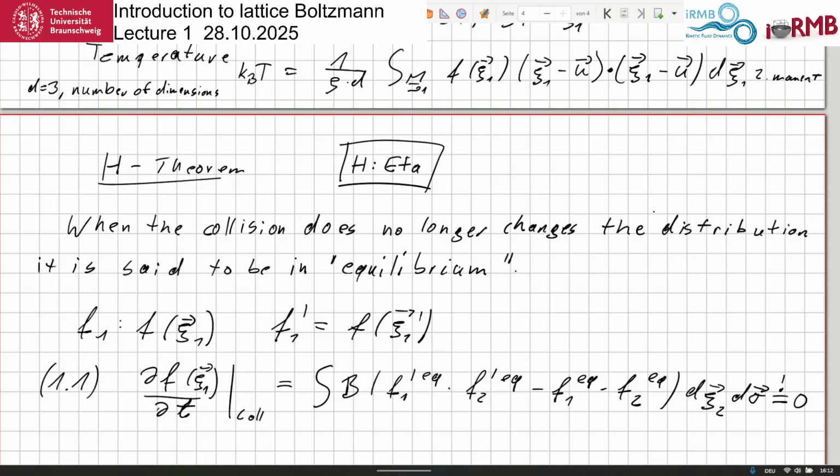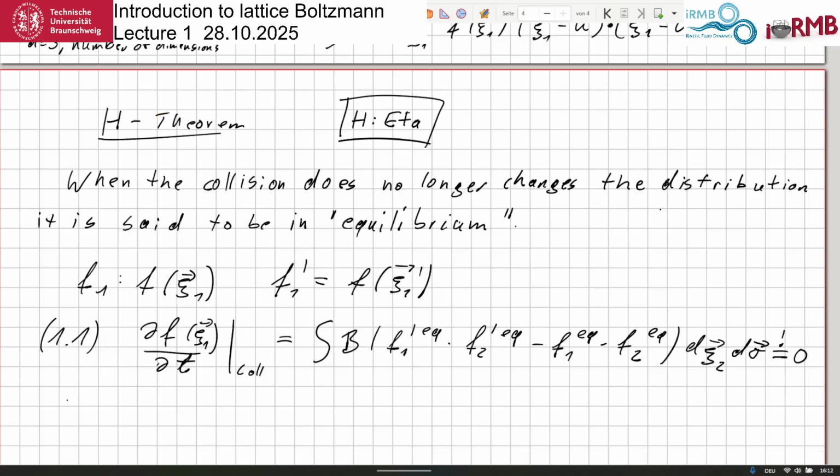Yeah. So then I have to find this state. What Boltzmann then did is something extremely clever and something very difficult to explain. Namely, he defined eta of t, so this is changing in time, to identify the equilibrium.